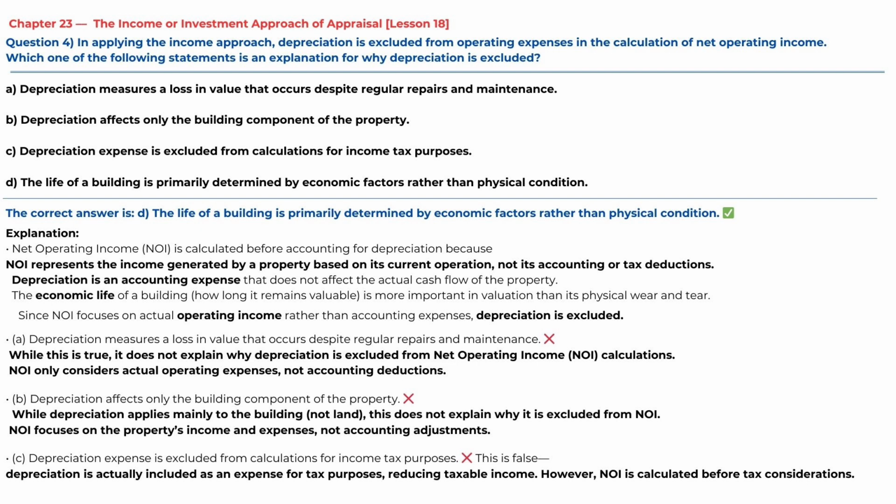Why other options are incorrect? A. Depreciation measures a loss in value that occurs despite regular repairs and maintenance. Incorrect. While this is true, it does not explain why depreciation is excluded from net operating income, NOI, calculations. NOI only considers actual operating expenses, not accounting deductions. B. Depreciation affects only the building component of the property. Incorrect. While depreciation applies mainly to the building, not land, this does not explain why it is excluded from net operating income. NOI focuses on the property's income and expenses, not accounting adjustments.